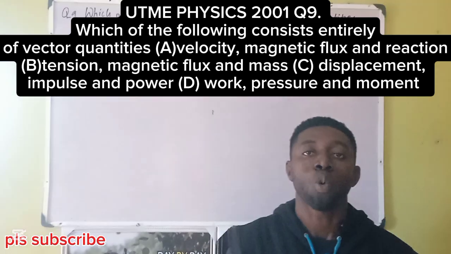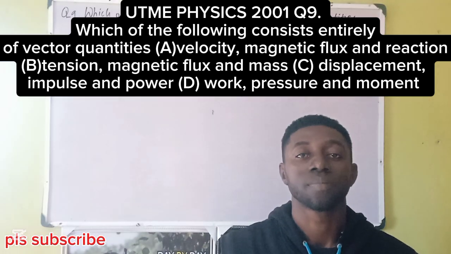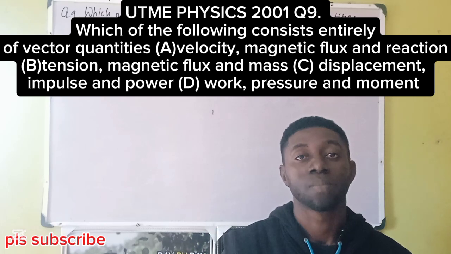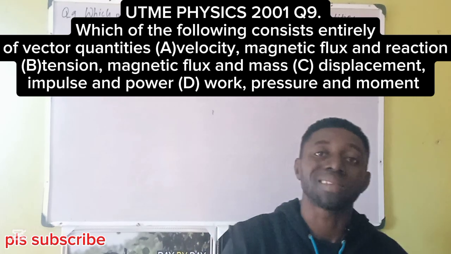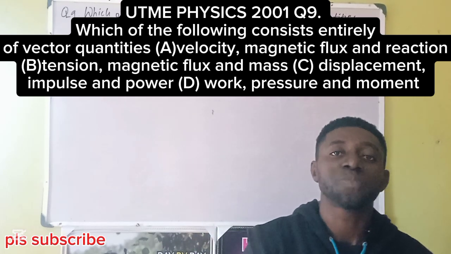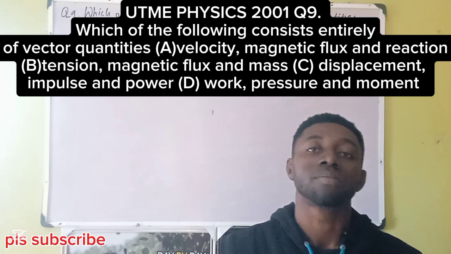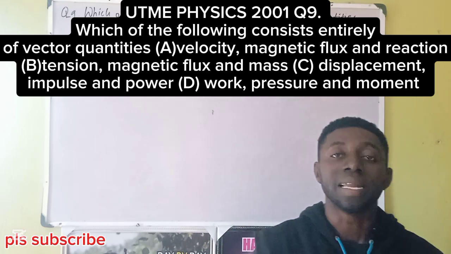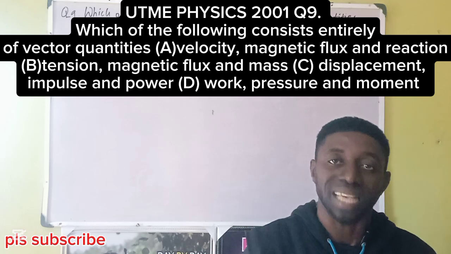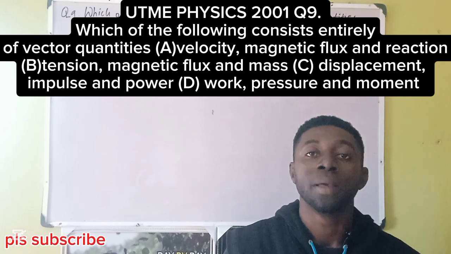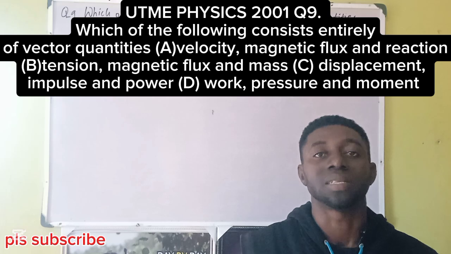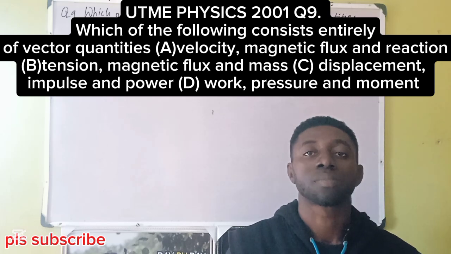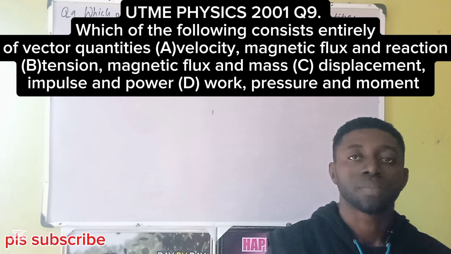The question here is, what is a vector quantity? A vector quantity is a physical quantity. It's a measurable quantity in the physical world that has both magnitude and direction. Magnitude can also be called number or size. Any physical quantity that has both size and direction is said to be a vector. Then the opposite is scalar quantity, which has only magnitude but no direction. Okay, we'll go back to the question.